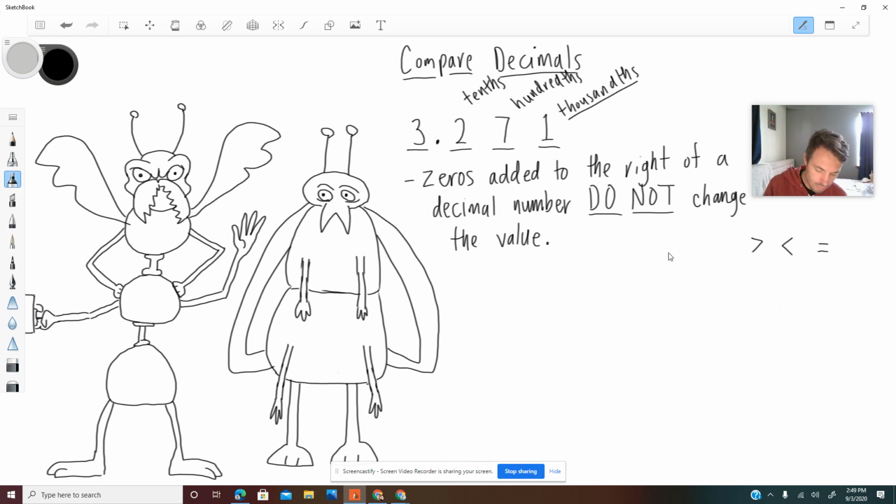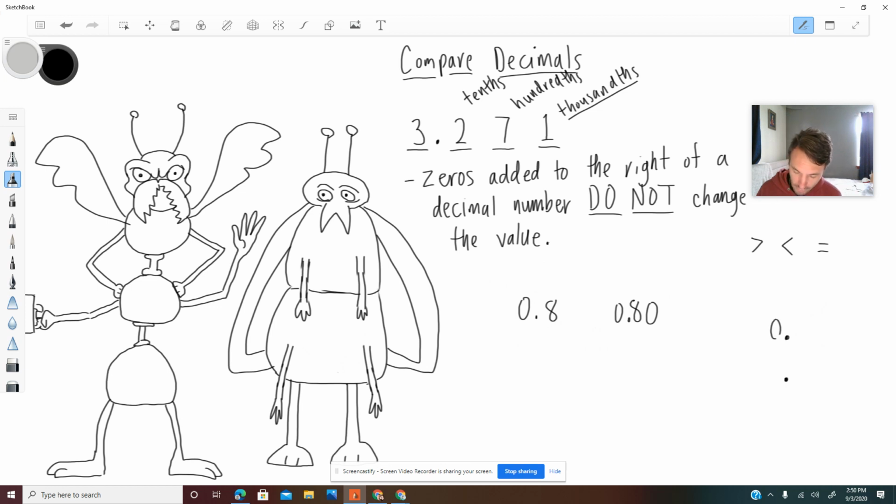Let's compare 8/10 to 80/100. Okay? How do we compare these two decimal numbers? Is it going to be greater than, less than, or equal to? Well, what we do is we stack them on top of each other, lining up all the place value positions. And the best way to do that is to line up the decimal points on top of each other first. So that way you know all the place value positions end up in the right spot.